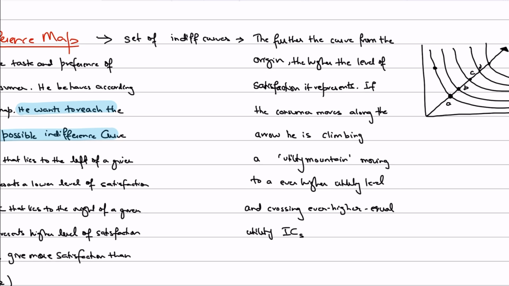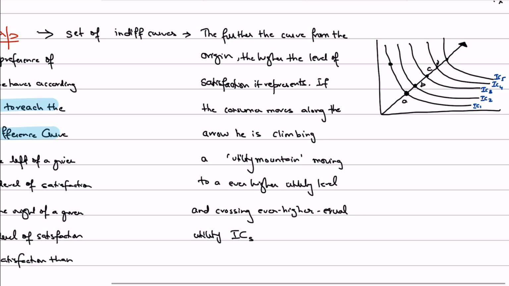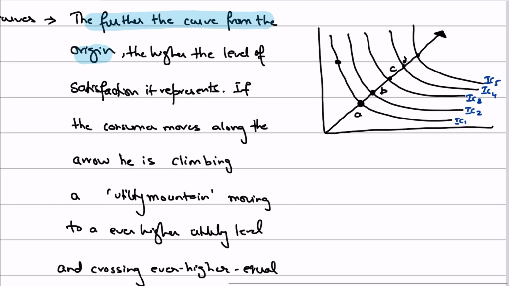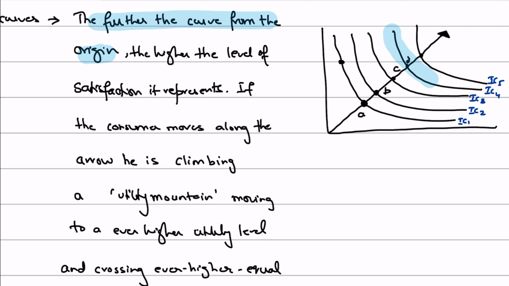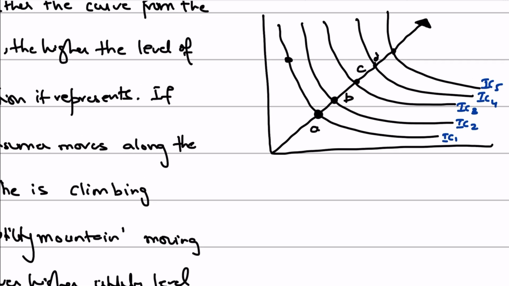And the further the curve is from the origin, for example, जितना ज़्यादा दूर होगा from the origin, for example, अगर हम IC4 की बात करें, the higher the level of satisfaction it represents, right? And if the consumer moves along the arrow, he is climbing a utility mountain. देखिए यहाँ पे मैंने arrow बनाया हुआ है, मैंने यहाँ पे 4 points ले लिए A, B, C, D. So point B is giving a higher level of satisfaction than combination A.